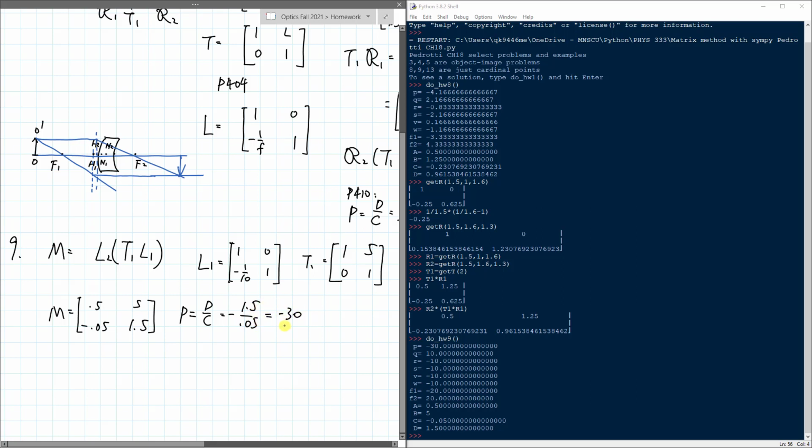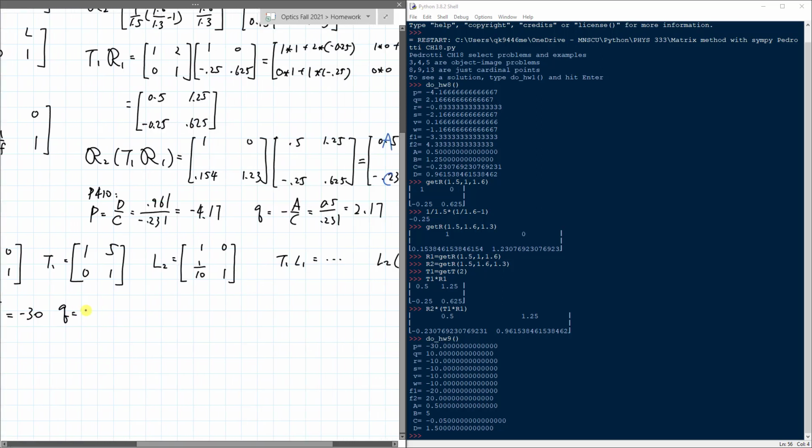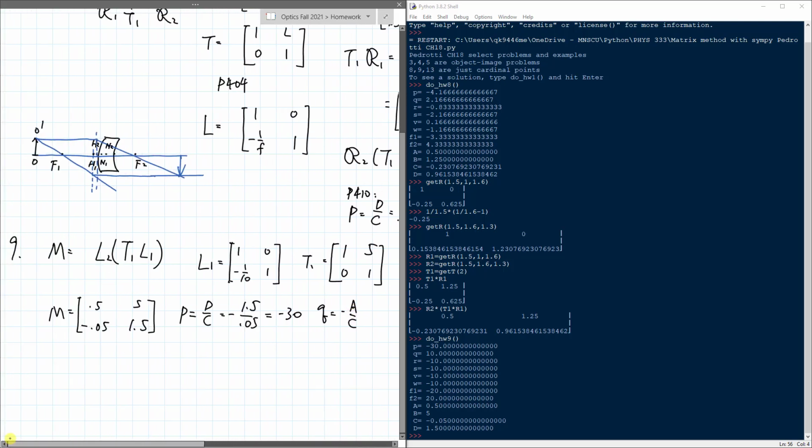Yep. And Q is equal to, according to our formula, negative A over C. That's A, that's C, so that over that is negative 10, and negative negative 10 is positive 10. And then we can calculate the rest. This one has all of those already.